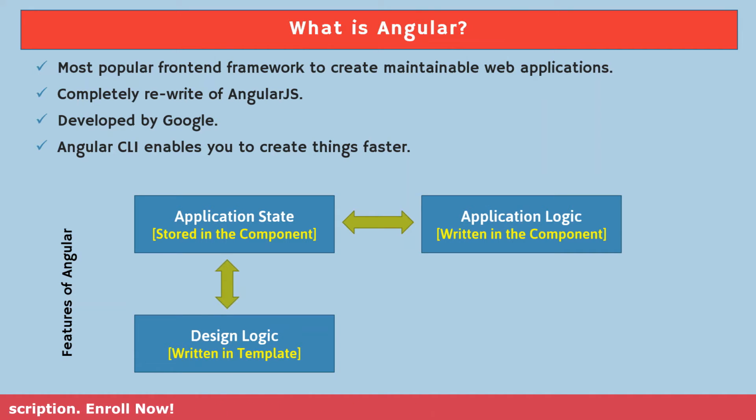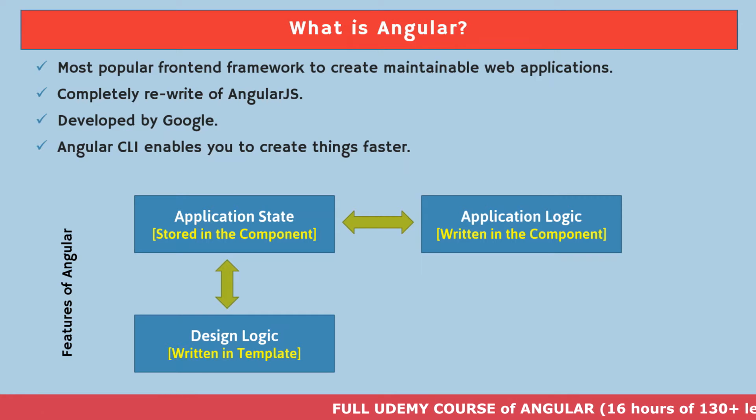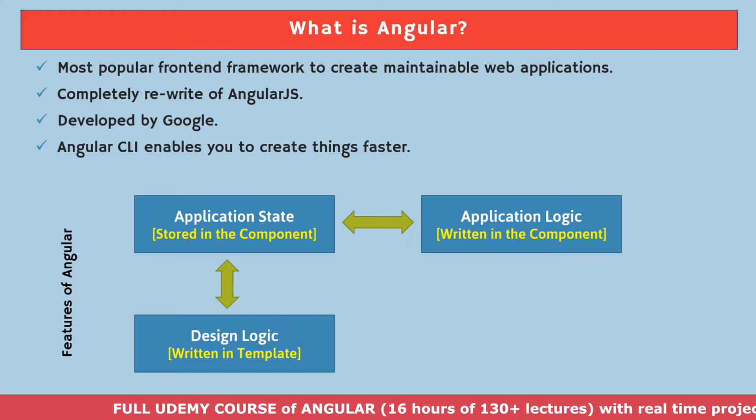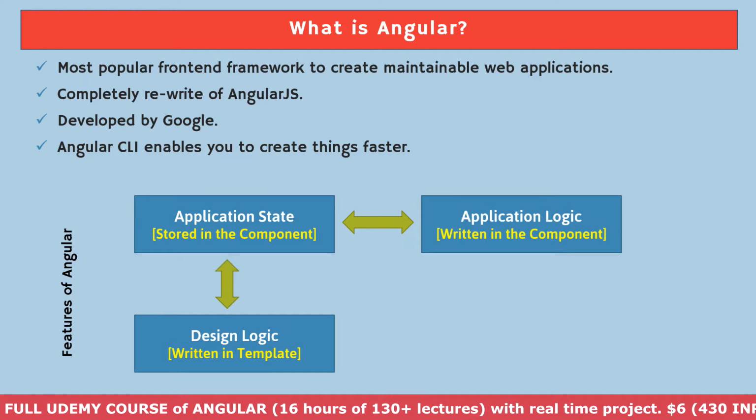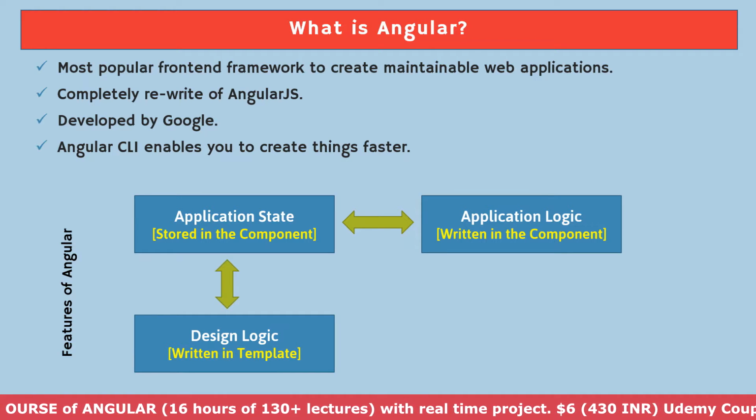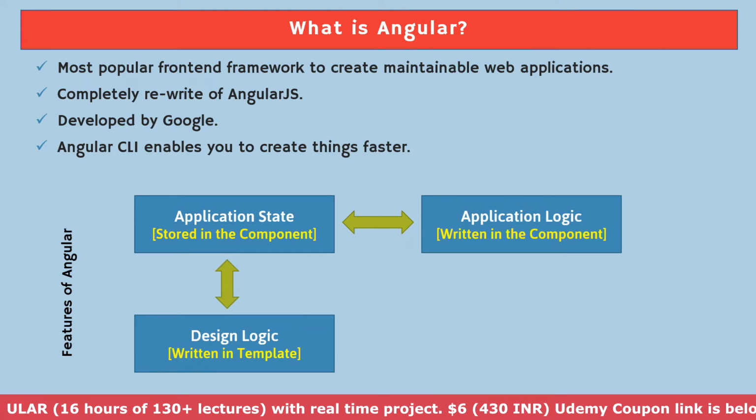Third one, application logic is written in the component. Application logic is the programming logic which supplies the essential data to the design logic and also responds to the user events such as click, double click, etc. In Angular, application logic is written in the components. So the component is a class that contains application state and application logic.